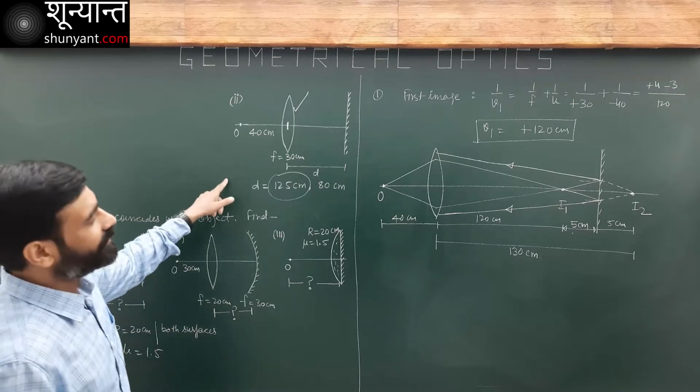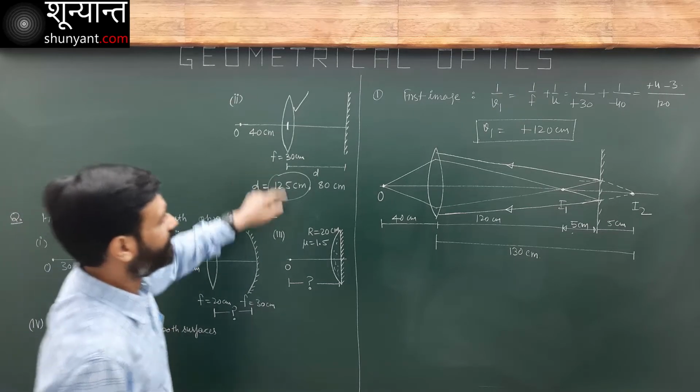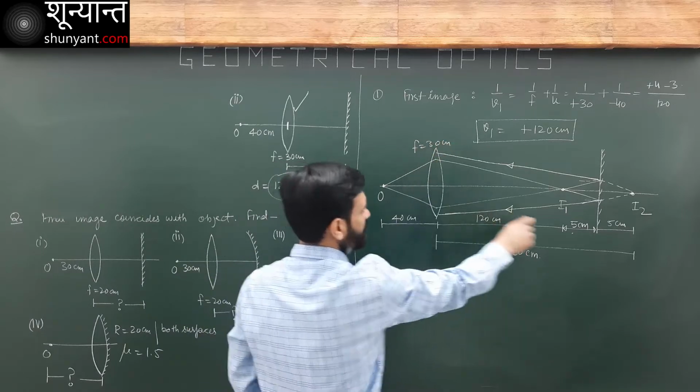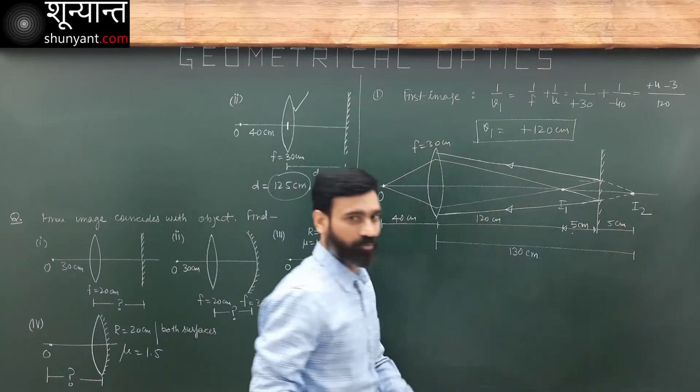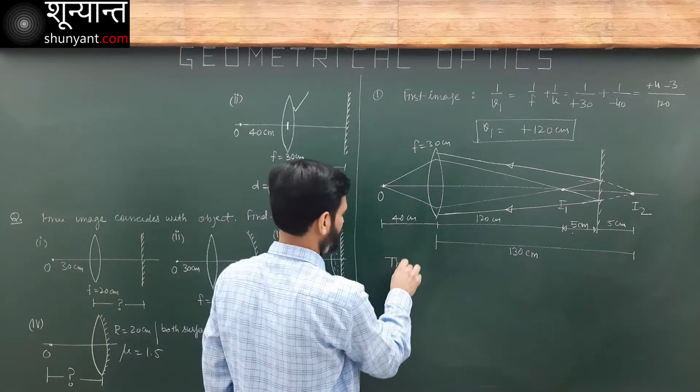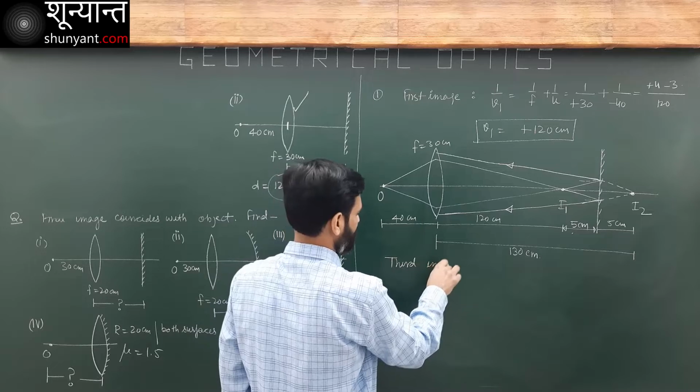What is the focal length? Focal length is 30 centimeter, okay? This focal length here is 30 centimeter. So this is my second image that we found very easily because it was a plane mirror. Now the third image will form. Third image.